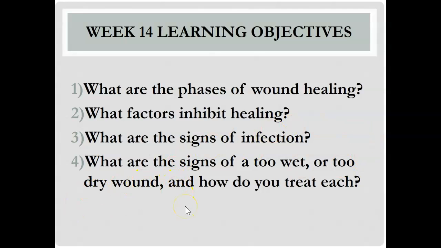What are signs of a too wet or too dry wound? Too wet: around the peri area, excessive moisture. You could address that with certain kinds of wraps that would draw out the moisture. Too dry, again, it just looks too dry within the peri area, cracking, that sort of thing. Treat that with moisture wraps.